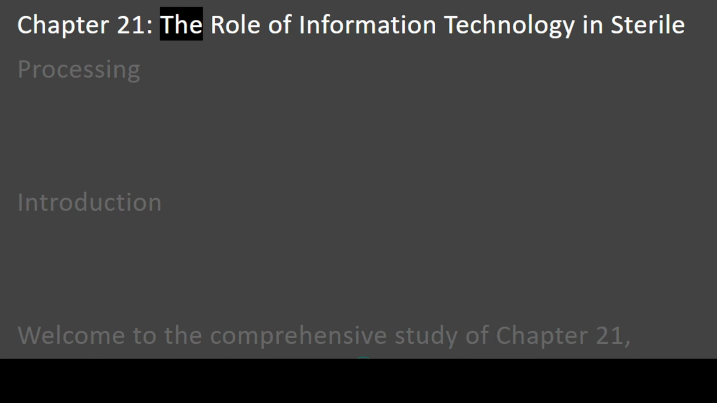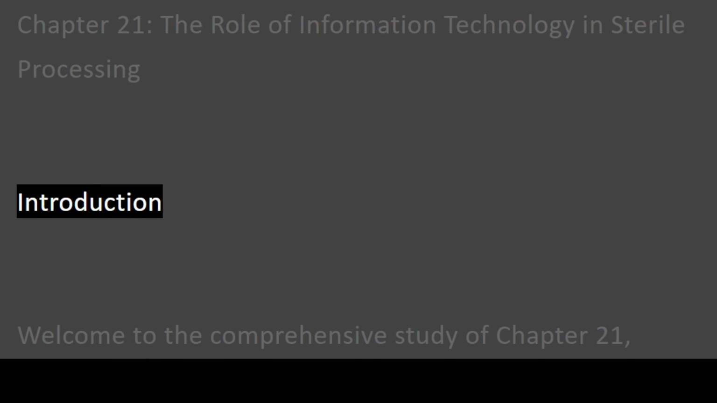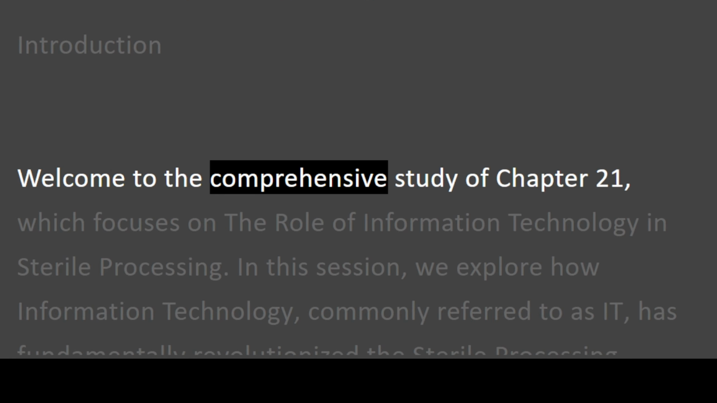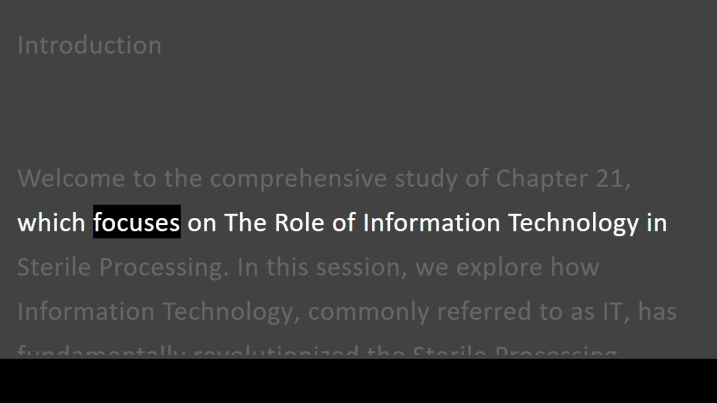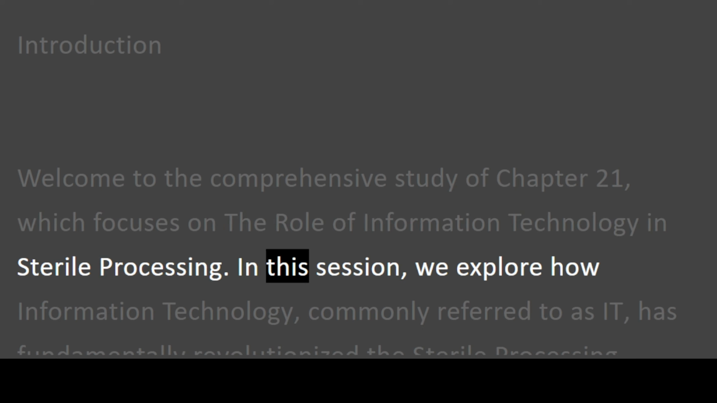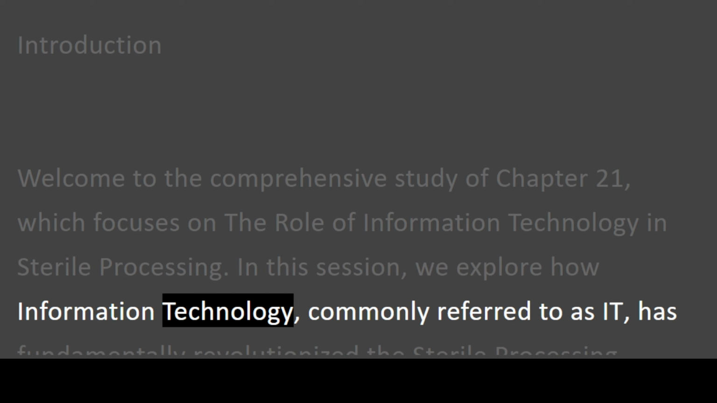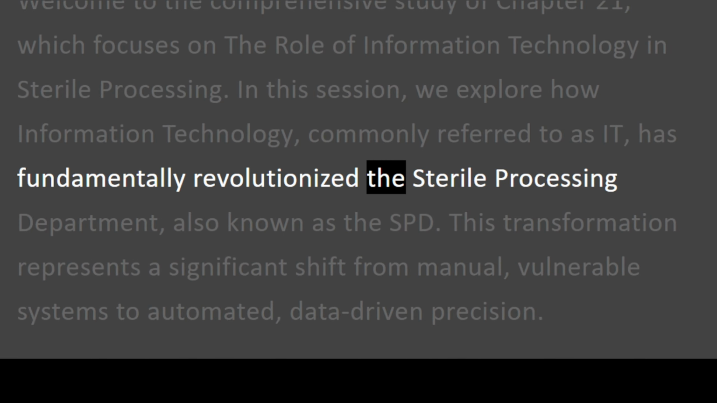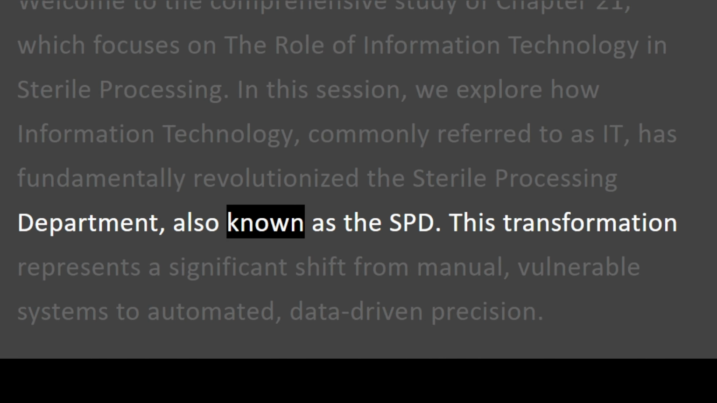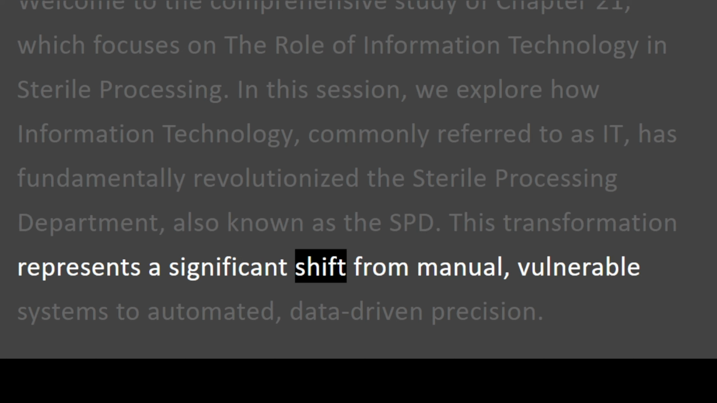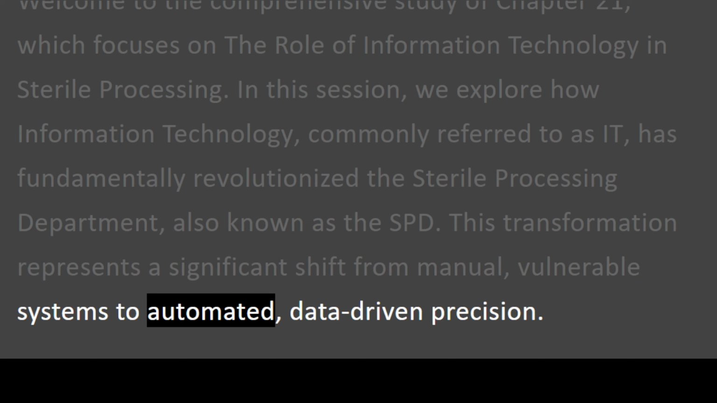Chapter 21. The Role of Information Technology in Sterile Processing. Introduction. Welcome to the comprehensive study of Chapter 21, which focuses on the role of information technology in sterile processing. In this session, we explore how information technology, commonly referred to as IT, has fundamentally revolutionized the sterile processing department, also known as the SPD. This transformation represents a significant shift from manual, vulnerable systems to automated, data-driven precision.